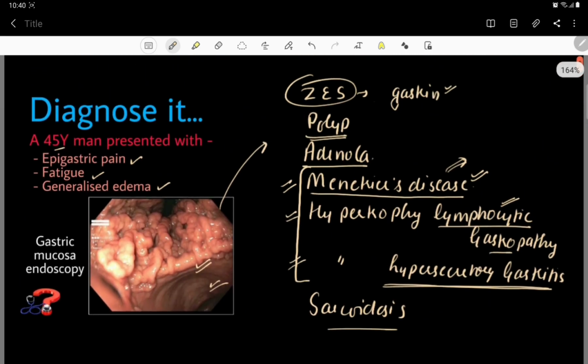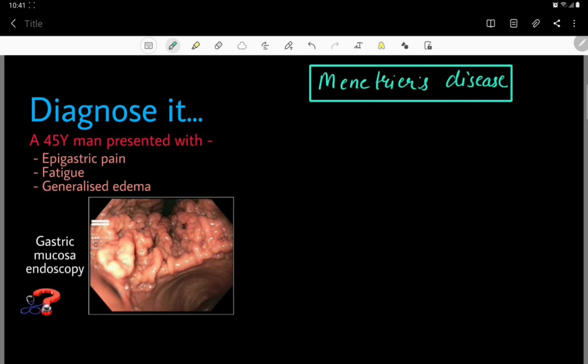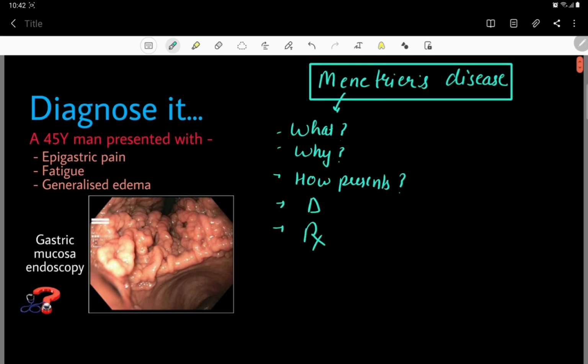Now let's start our discussion, and let's discuss Menetrier's disease in more detail. We'll follow a regular way of discussion of any disease. Firstly we'll discuss what is Menetrier's disease, then we'll discuss why it occurs, the main pathogenesis behind this disease, then we'll discuss how the patient presents, the main symptoms of this disease. Then we'll come to the diagnosis part, and in the end the treatment part.